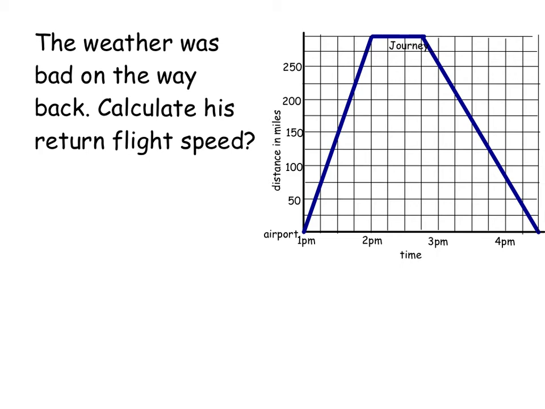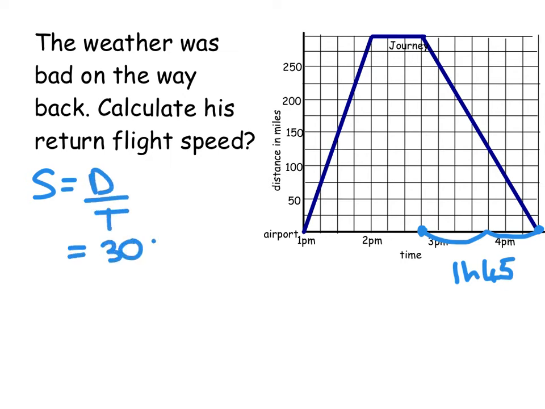The weather was bad on the way back, so we have to calculate his return journey flight. So his return journey flight lasted from here to here. Now that is a time of, well, 4 boxes was an hour plus 3, so his time is 1 hour 45. His distance was 300. So speed equals distance over time. His distance was 300. And to write 1 hour 45, remember that's not 1.45, that would be 1.75, because 45 minutes is 3/4.